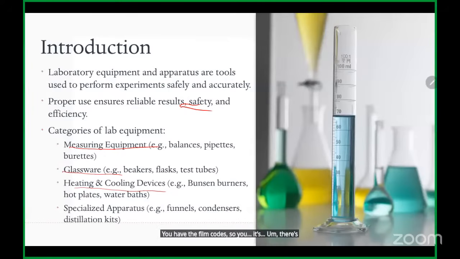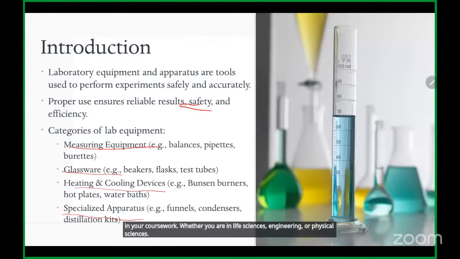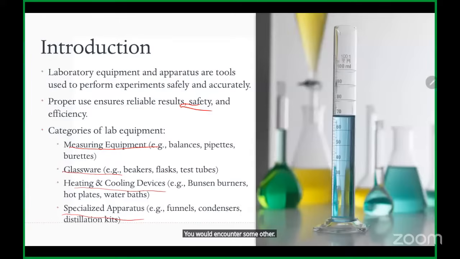So there are several categories. You have some specialized apparatus. In CHM 107, most of the practicals that we're going to be doing will not include some advanced stuff, but as you go higher in your coursework, whether you're in life sciences, engineering, or physical sciences, you would encounter some other lab equipment. Everything has to be handled with care.